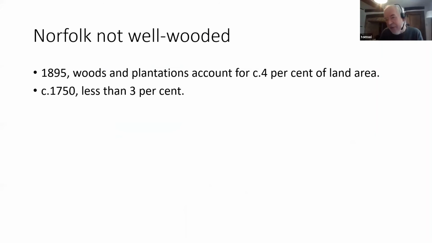And indeed, in 1895, where we have our first official statistics, woods and plantations, and there'd been much planting over the previous century, they only accounted for around 4% of the land area. And as far as we can tell, in 1750, it was probably less than 3%. Moving back into the 17th century, it may have been a bit higher, but not a lot. 3-4%, certainly a lot less than 5%.